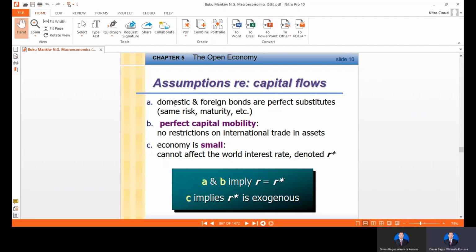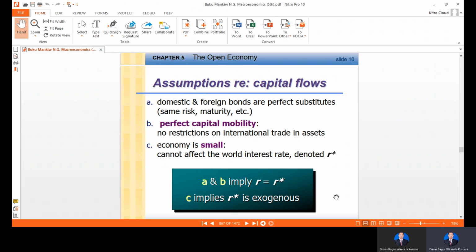The second is perfect capital mobility. There are no restrictions on international trade in assets. So assets can flow freely, from domestic to international or international to domestic, without any barriers or costs, or if there is a cost, it is not significant at all.